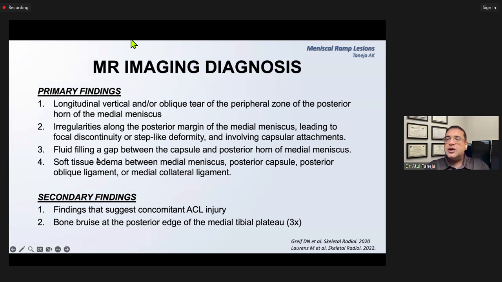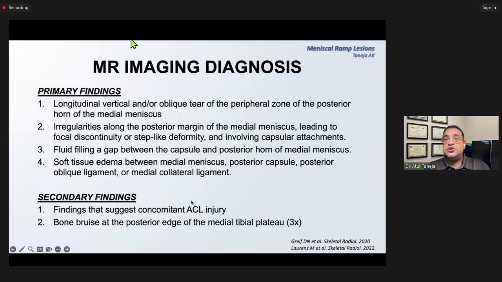And also soft tissue edema of the capsular junction to the meniscus, the capsule itself, the posterior oblique ligament itself, or the medial collateral ligament also. Edema in the posteromedial corner of the knee is very important also.